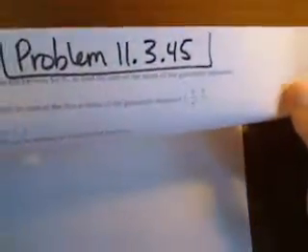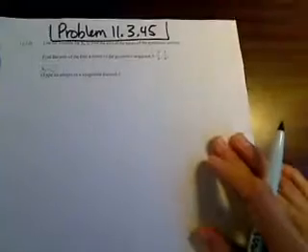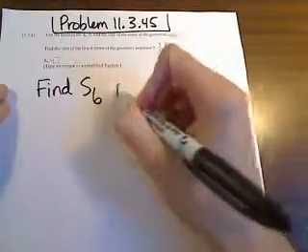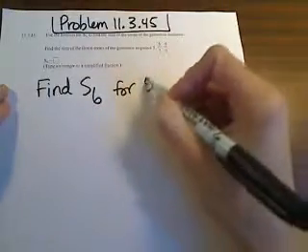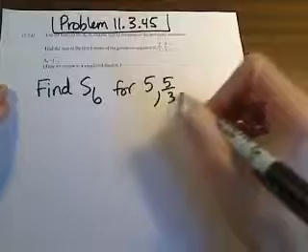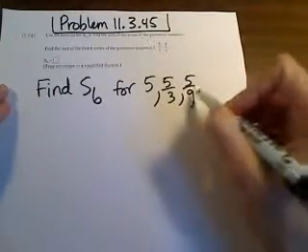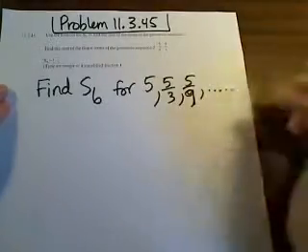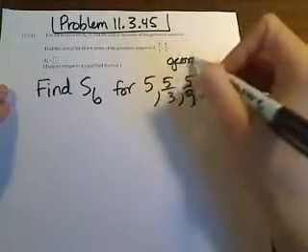Okay, so this is problem 11.3.45, and they ask us to use the formula S sub n to find the sum of the terms of the geometric sequence. So they want us to find S sub 6 for this sum right here. We have 5, 5/3, 5/9. Oops, it's supposed to be a 9. And then it continues, and they tell us that this is geometric.